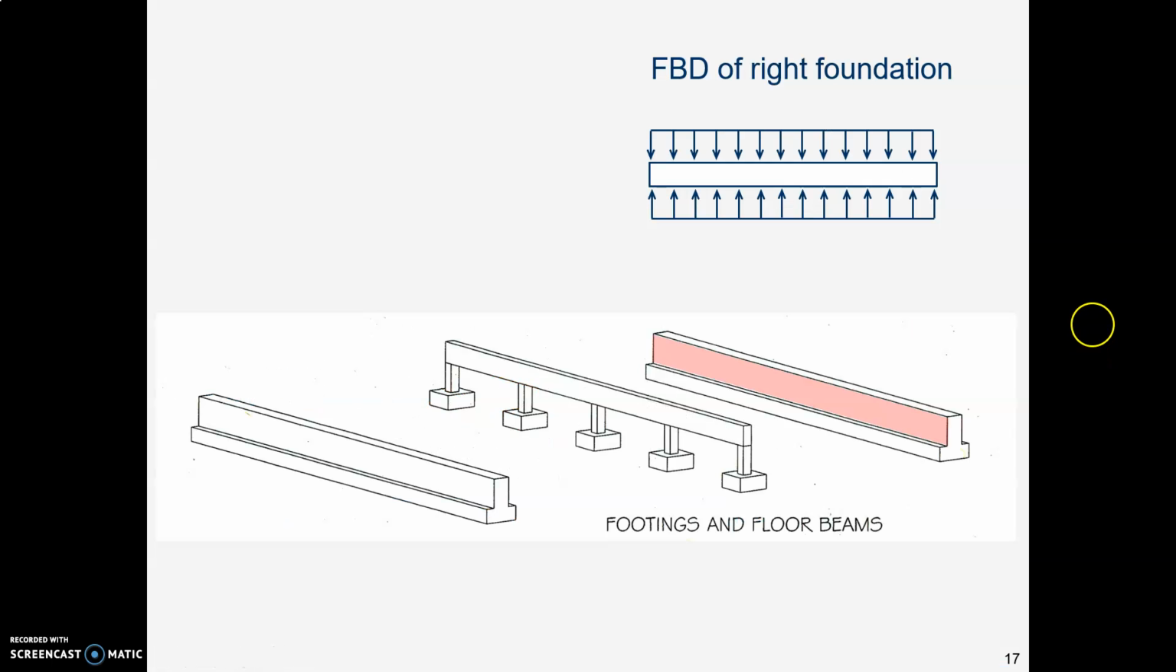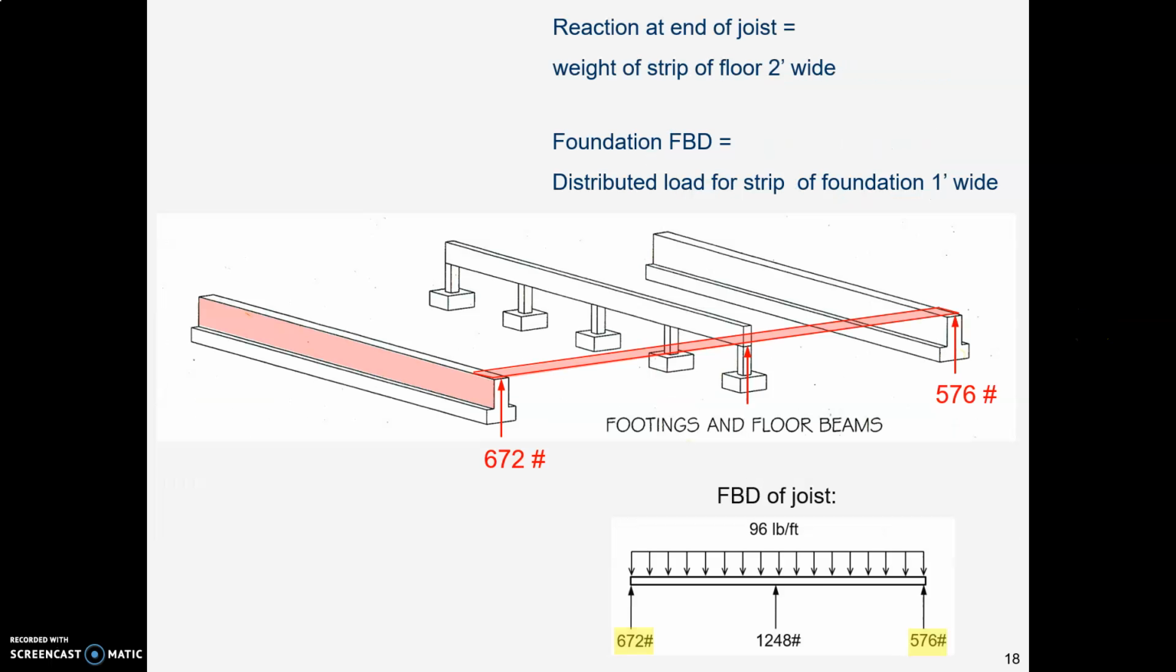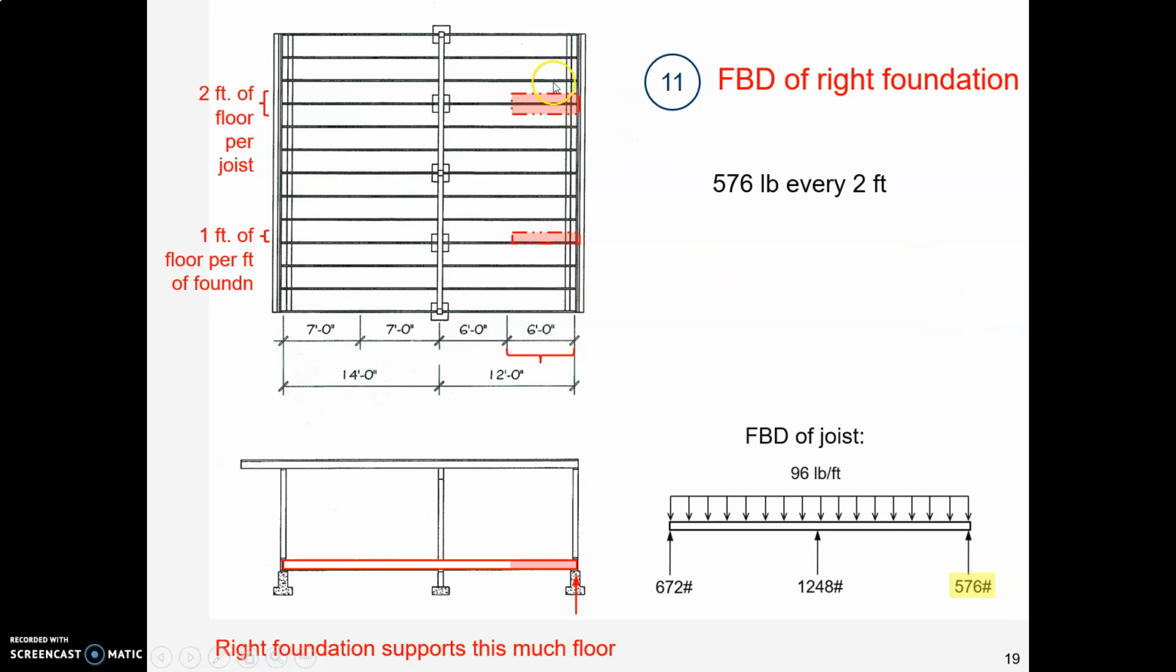Now we can do the same for the right foundation. That's this 576 over here. That's 576 for every 2 feet. What is it for every 1 foot? It's half as much. So every 1 foot has 288 pounds per foot.